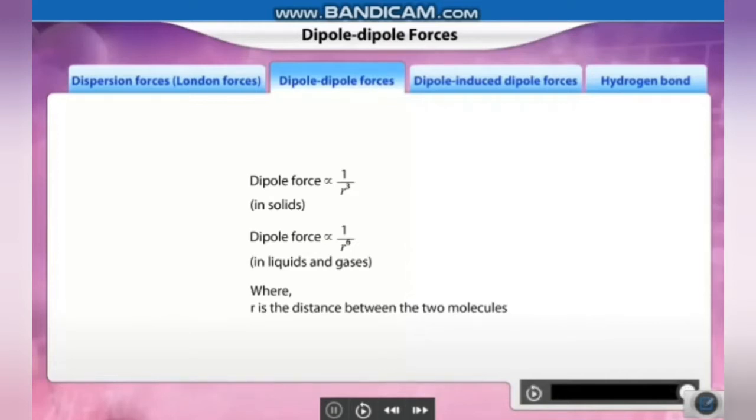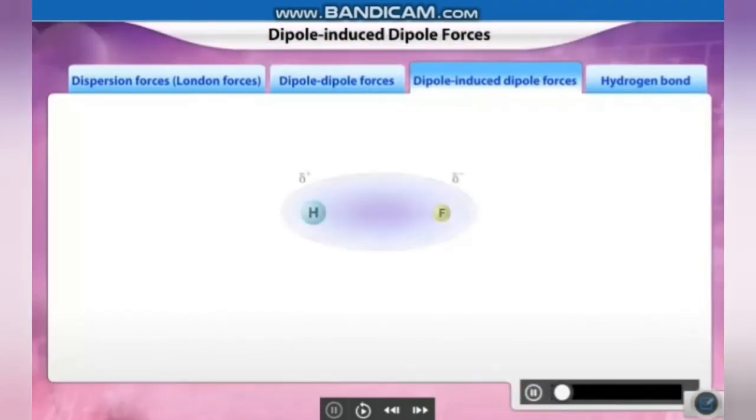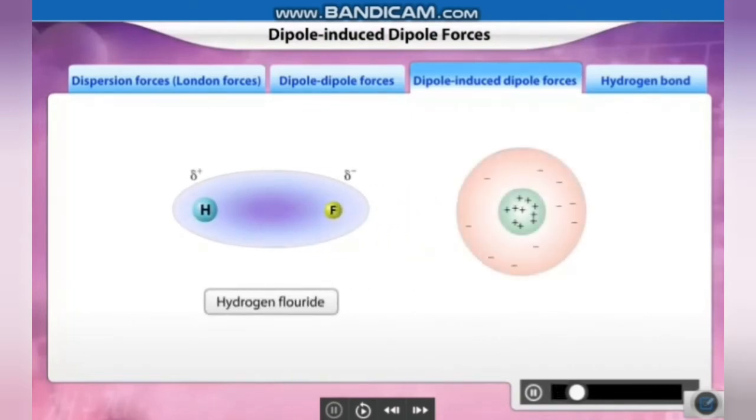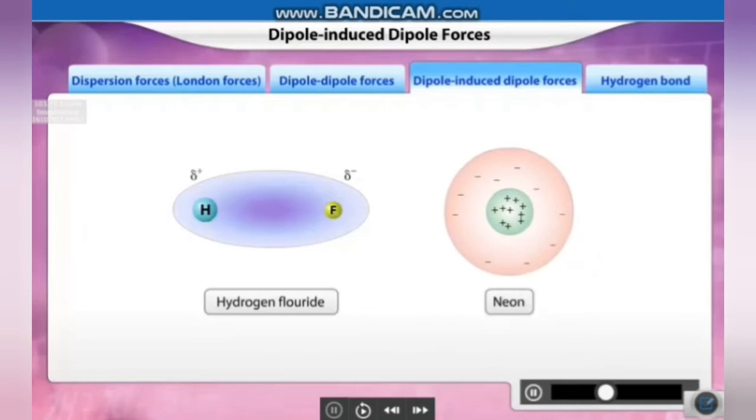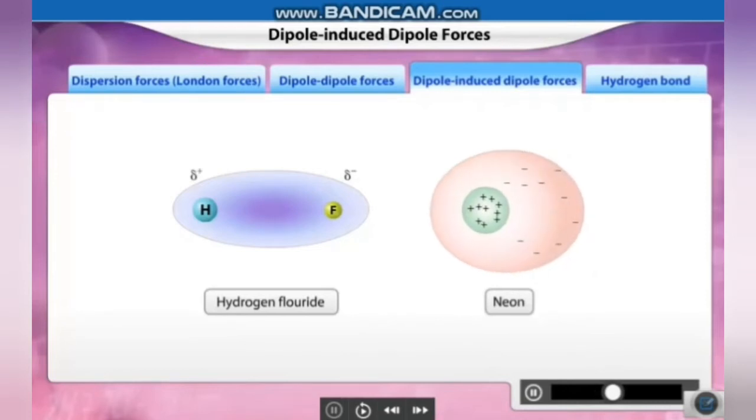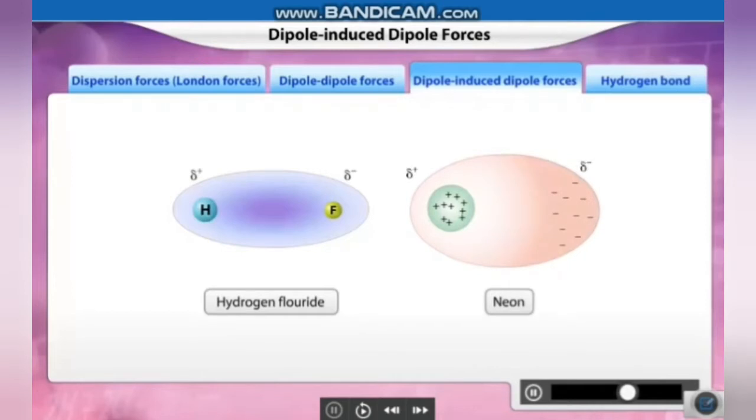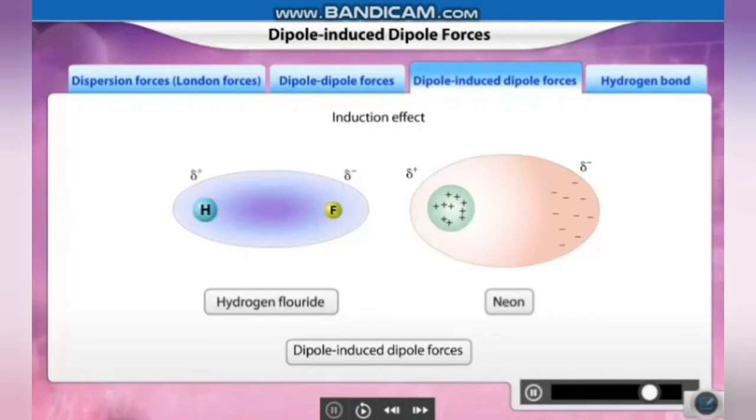Let us now learn about induced dipole forces. Consider the molecule HF, where a delta positive and delta negative charge is developed, and let us consider an unsymmetrical atom like neon, which has a negative cloud around the positive sphere. When this comes in contact with hydrogen fluoride, the negative charge in the fluorine attracts the positive nucleus of the neon atom, thereby developing an induced dipole charge of delta positive and delta negative.